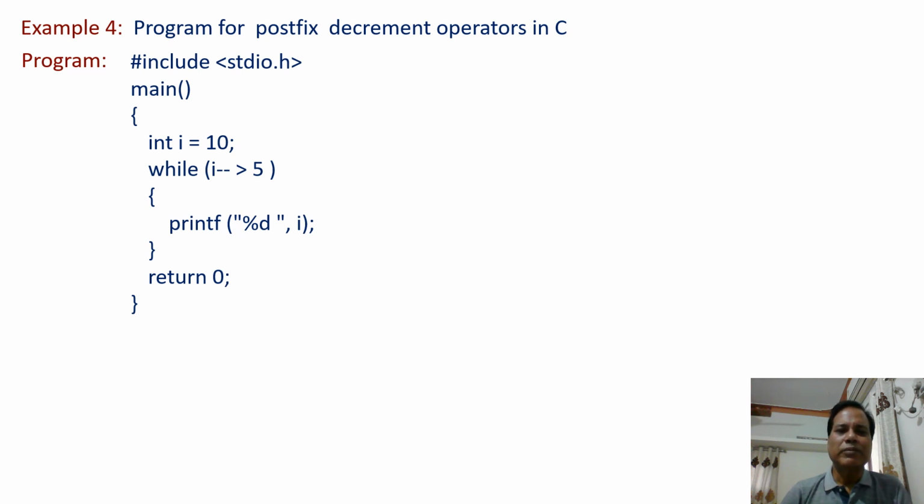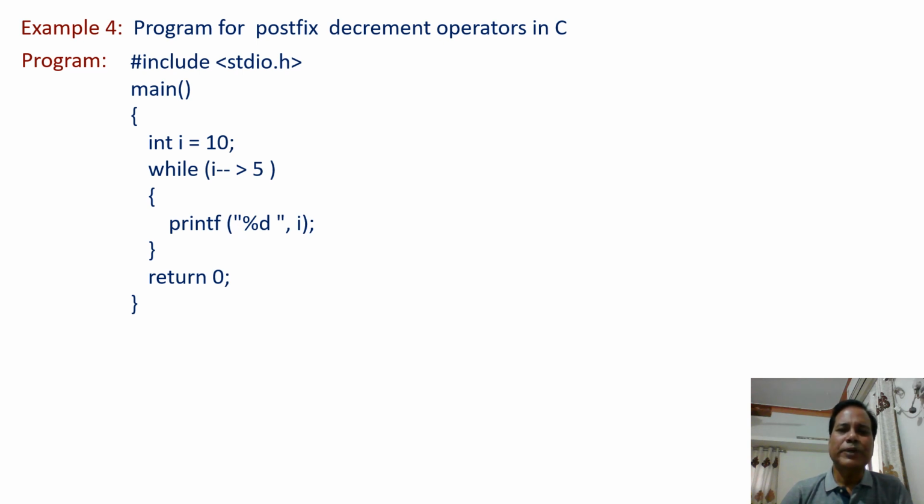So the initial value of I is 10. That value is compared with 5, and depending on that, the body of the while loop is executed. After comparing, the value of I is decremented, so the value of I now becomes 9. In the body of the loop, we print the value of I, which is 9. So 9 gets printed on the output screen.